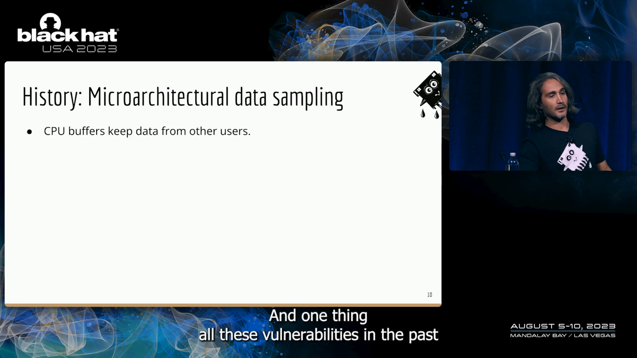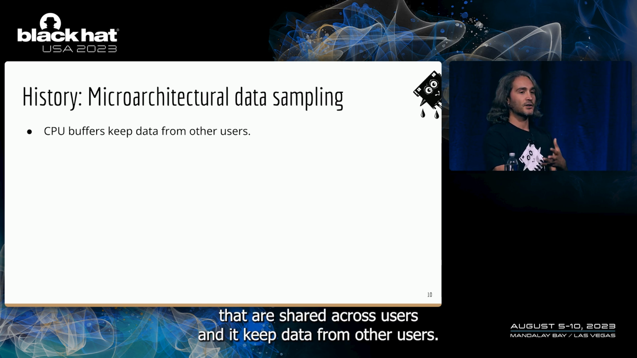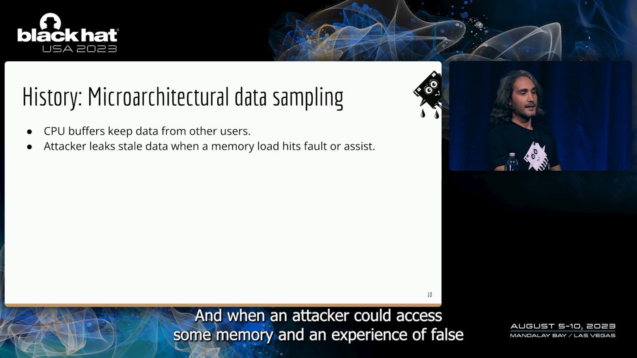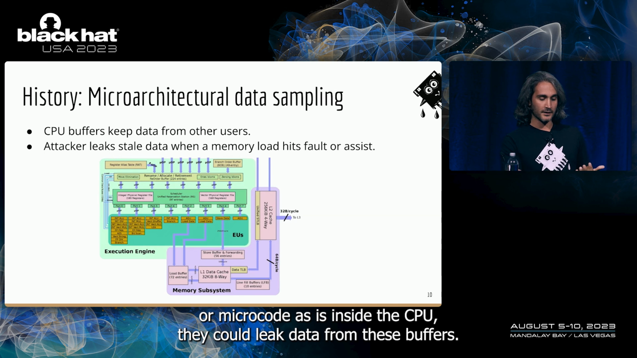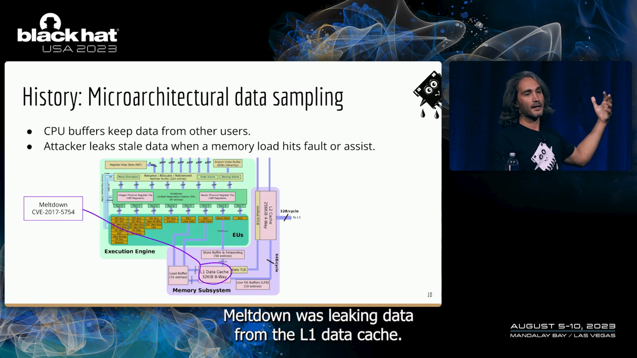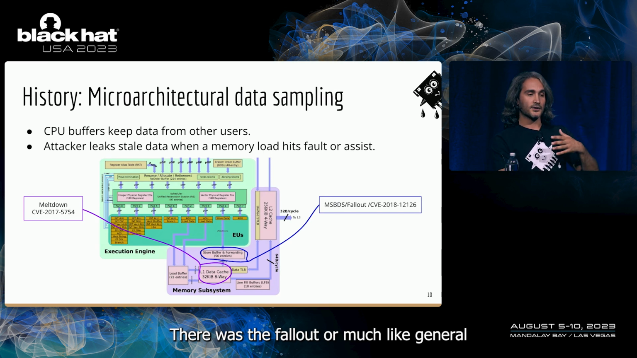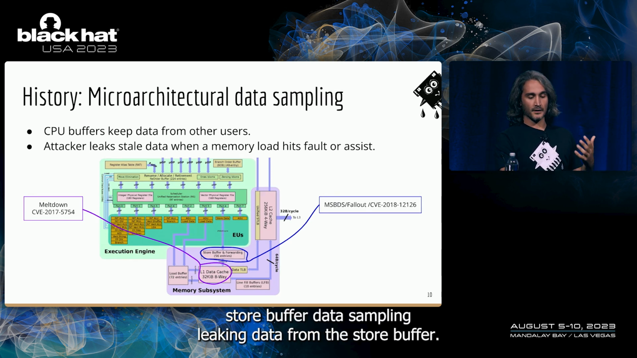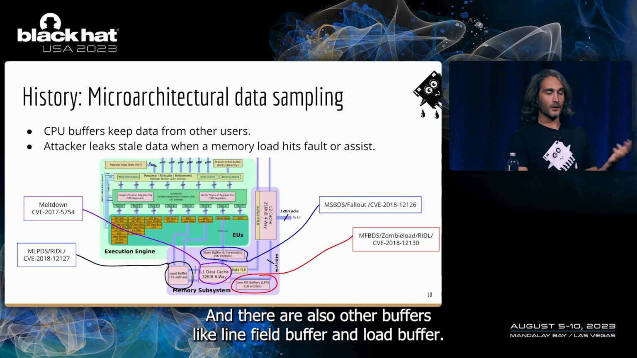And one thing all these vulnerabilities in the past had in common is that there are these CPU buffers that are shared across users, and they keep data from other users. And when an attacker could access some memory and experience a fault or microcode assist inside the CPU, they could leak data from these buffers. Meltdown was leaking data from the L1 data cache. There was Fallout, or microarchitectural store buffer data sampling, leaking data from the store buffer. And there were also other buffers like the line fill buffer and load buffer.